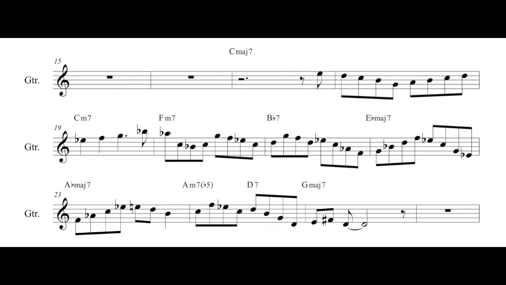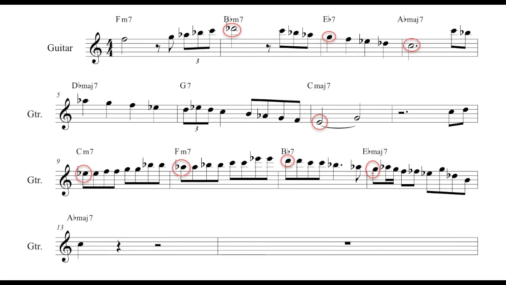All right, now what could these two guys possibly have in common, sounding so different? I'm going to take Joe's transcription and I'm going to circle all of the places where Joe is playing the third of the chord on beat 1. As you can see, he's doing it all over the place. In fact, I would say more often than not.